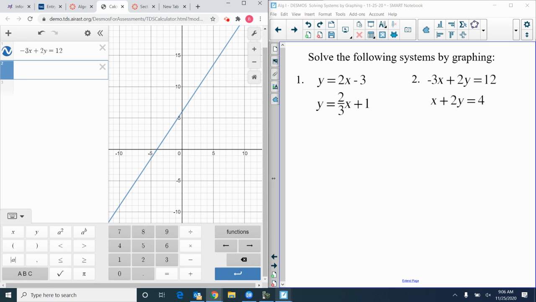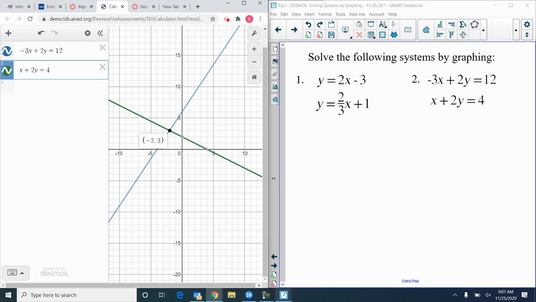And then for the second one, x plus 2y equals 4. And they hit at negative 2, 3. Did you get that for your second answer? If you got that, then you are correct. So now you will have access to this. You still have to know how to do some of the other stuff. It's not like you can just solve everything by typing it in there and it gives you the answer. But for some of these problems, it will be very nice to have.